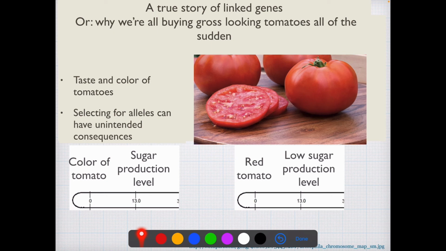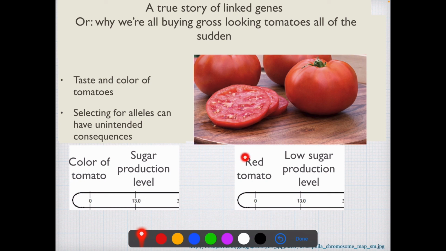And how did we do that? Well, it happens that sugar production and the color of the tomato are on the same chromosome. So they're on that same piece of DNA. And so when farmers were choosing the reddest tomatoes, it just so happened by coincidence that this chromosome also carried the allele for low sugar production instead of high sugar production. It could have been opposite, but that's not how it was.